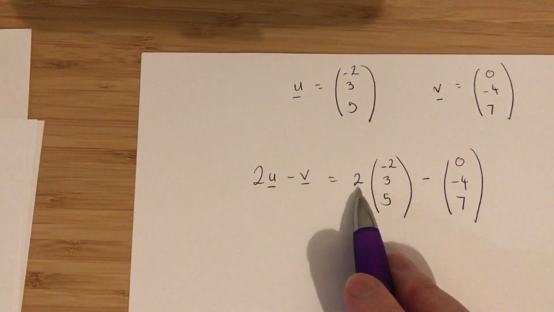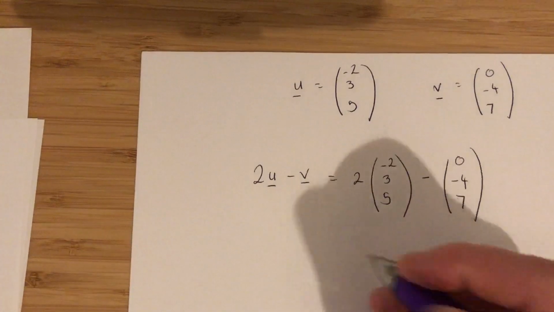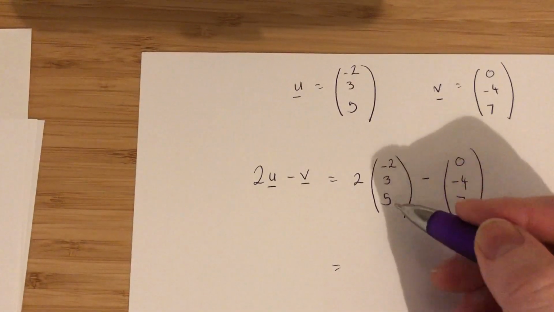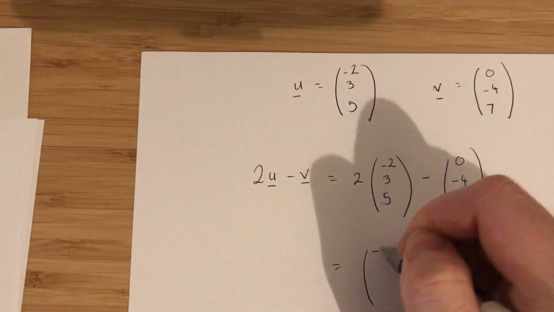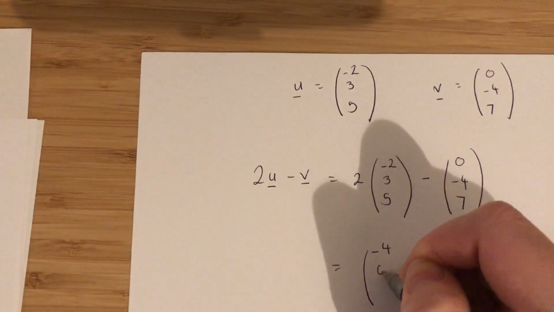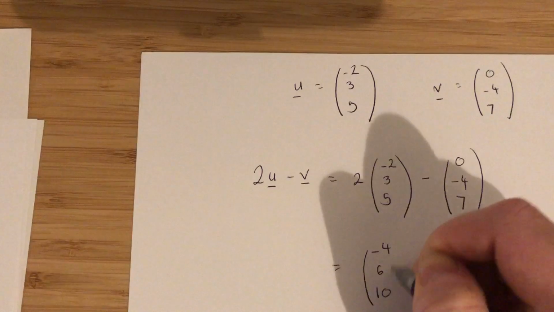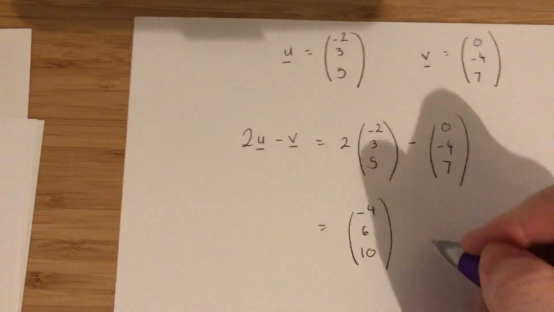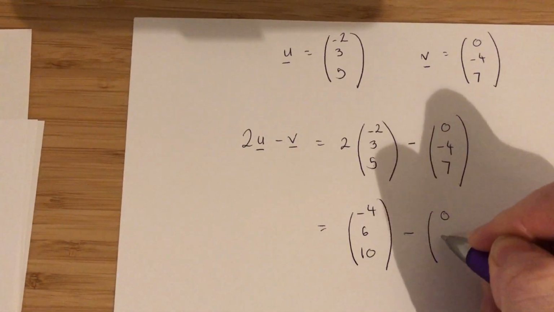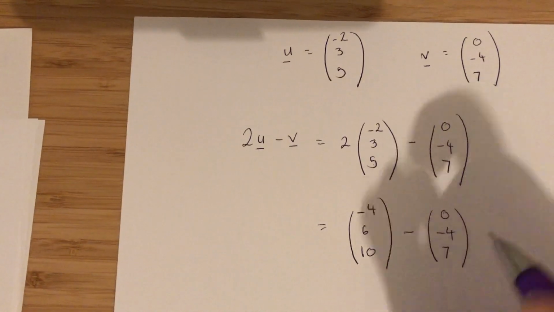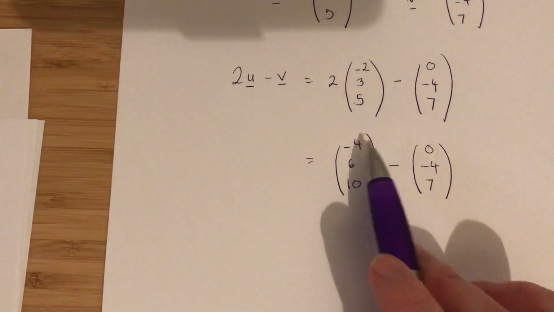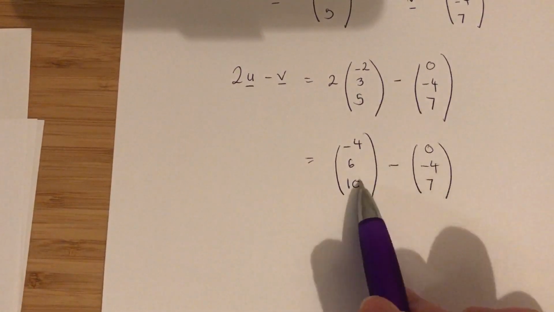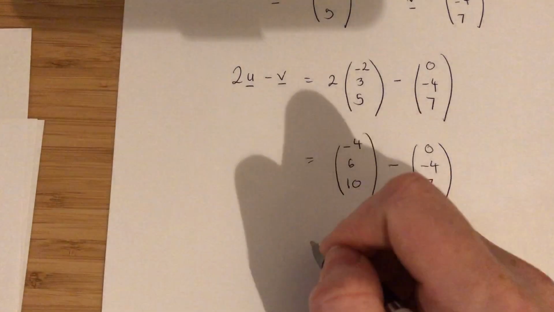Next thing I'm going to do is find 2 times u. So you just multiply each component by 2. 2 times negative 2 is negative 4. 2 times 3 is 6. 2 times 5 is 10. So that one becomes negative 4, 6, 10, minus 0, negative 4 and 7. And for this one, I'm going to write this out in full. We then subtract each one that corresponds in place from each other.